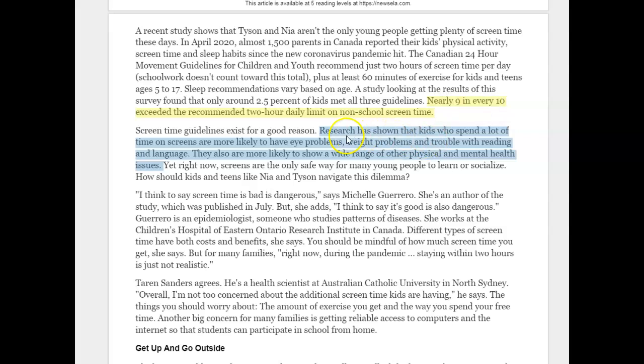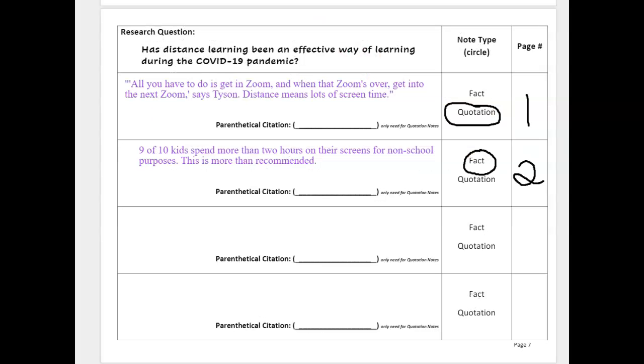Now, this is research-based, so this is fact. They have actually researched and done experiments and surveys that show that this has actually 100% happened. So it is going to be put as a fact note. It was also on page 2, and because it's a fact, we need to take that information and we need to put it in our own words.